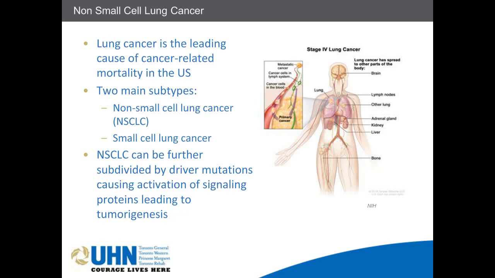Part of the reason that lung cancer has such a high mortality is that it is often detected at an advanced stage, when the cancer has spread to other regions of the body, including the brain, organs such as kidney and liver, or bone. Non-small cell lung cancer can also be divided by the driver mutations that cause activation of signaling proteins leading to tumorigenesis.